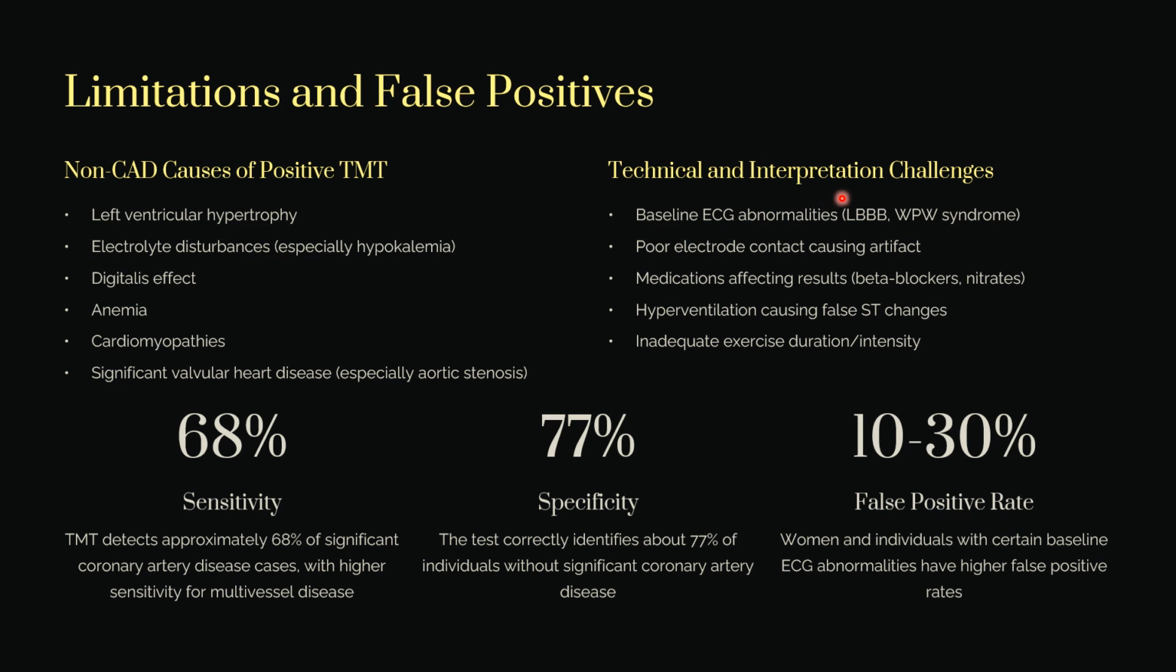Now, what are the technical and interpretation challenges? Baseline ECG abnormalities, then poor electrode contact, means these are part of the technical issues which can cause some variations in the report.